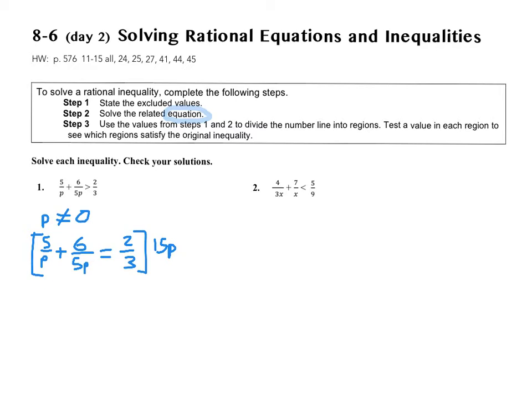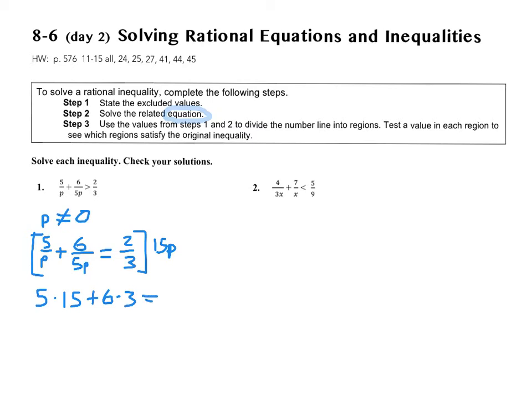3 and 5 both go into 15, and then the biggest exponent on p is 1, so 15p to the first power. Okay, this is what we did in the last lesson. First fraction, the p's cancel out, and we're left with 5 times 15. Second fraction, 15p divided by 5p is 3. 3 times 6, well, I'll write that out, 6 times 3.